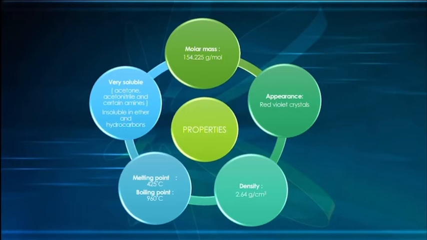Next, the properties of titanium trichloride. The molar mass of titanium trichloride is 154.225 g per mole. The appearance is red-violet crystals. The density is 2.64 g per cm cubed. The melting point is 425 Celsius and the boiling point is 960 Celsius. Titanium trichloride is very soluble in acetone, acetonitrile and certain amines, and insoluble in esters and hydrocarbons.